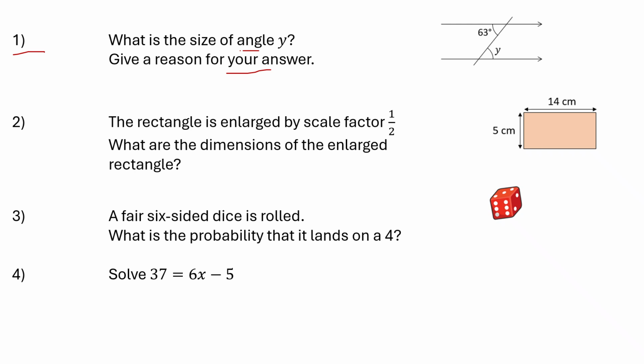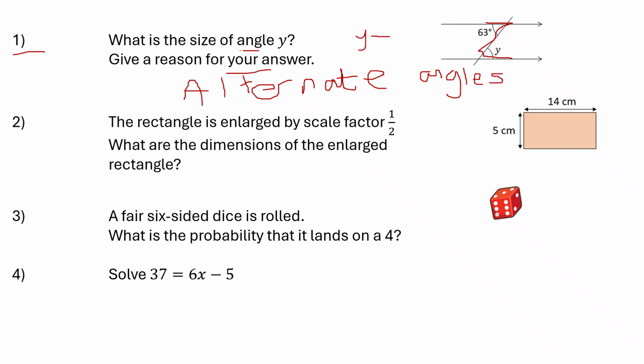Well, I've got angles in parallel lines here. This follows a Z shape. The mathematical term for that is alternate angles. Try to avoid using Z angles. If it helps you remember it, alternate angles are in a Z shape, corresponding angles are in an F shape, and co-interior angles are in a U shape, like a sideways U shape. So it's alternate angles, therefore y is equal to 63 degrees.